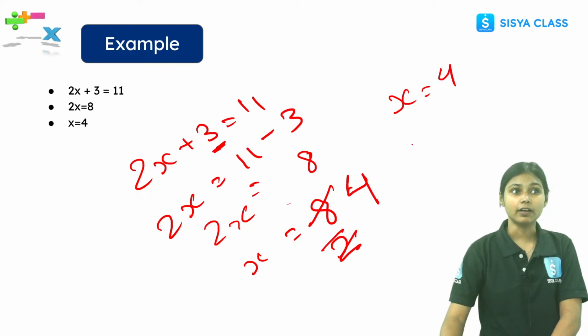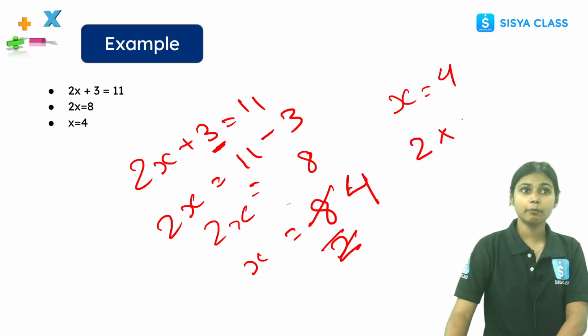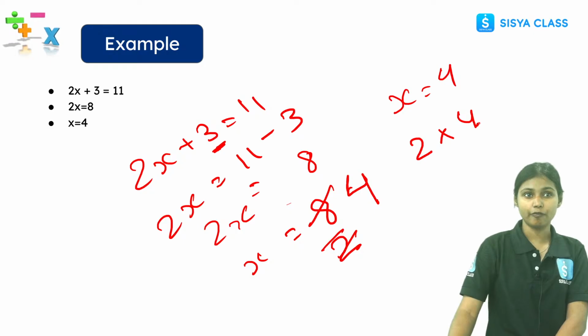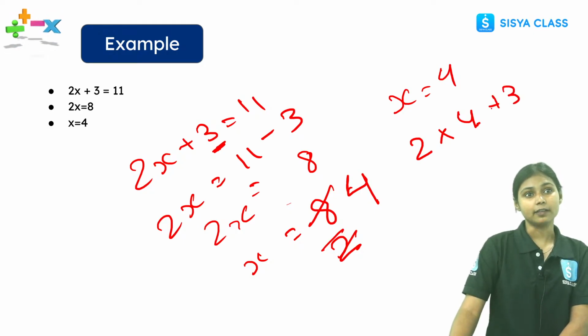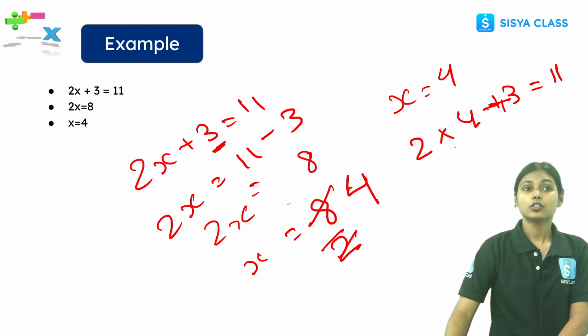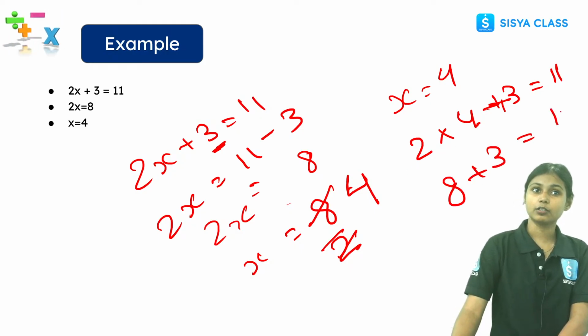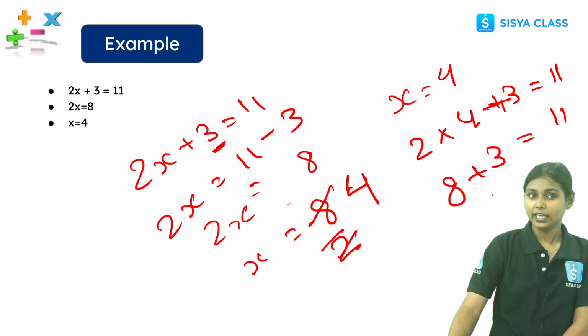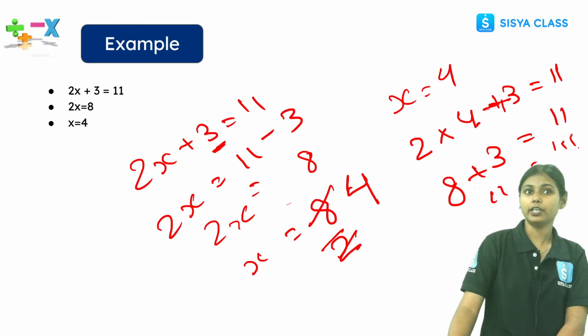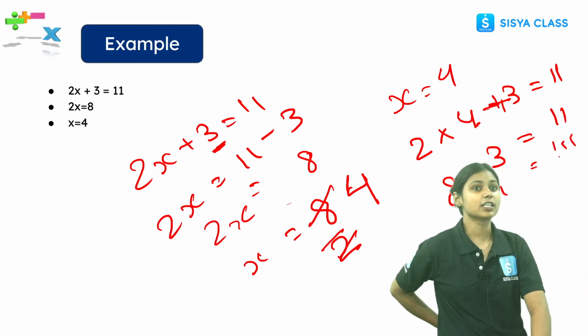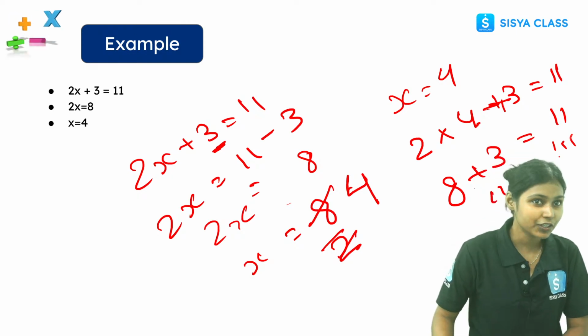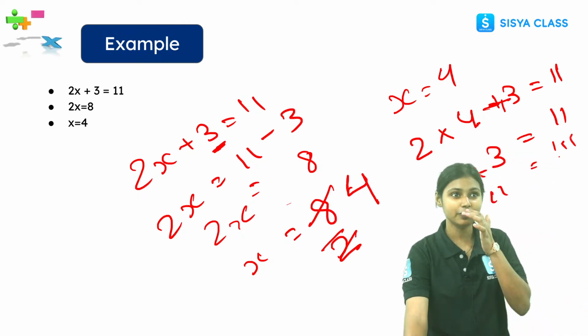So let's put the value where 2 multiplied by 4, which is the value of x, plus 3 is equals to 11. 2 multiplied by 4 is 8 plus 3 is equals to 11. So 8 plus 3 is 11 and 11 equals to 11. So it means LHS is equals to RHS. We have proved it.